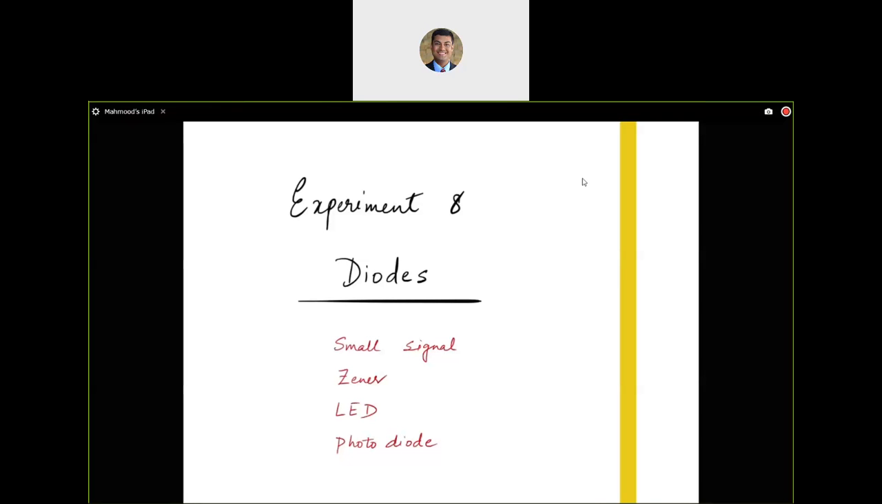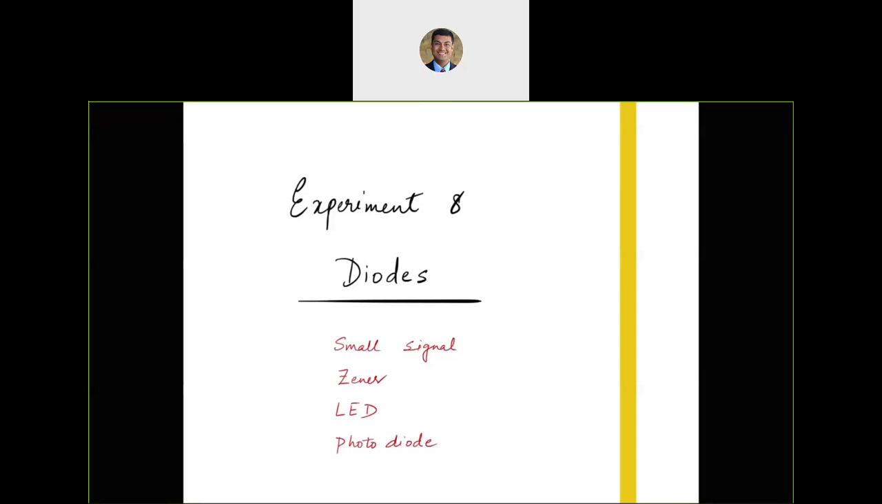So in experiment 8, we focus on diodes. We'll talk about why we use them, various applications for diodes, and we'll mainly focus on these four types of diodes. The small signal diode, which has a part number of 1N4148, is the common diode that we are going to use to allow current to only pass in one direction. So that's the part number for that, 1N4148.